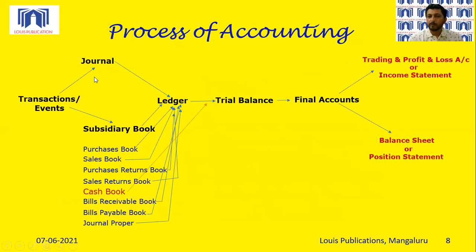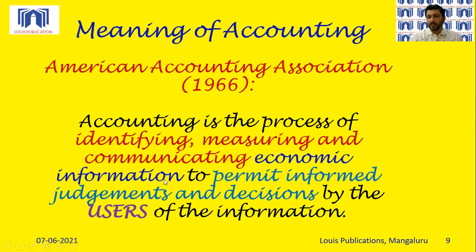If I go back, in the process of identifying, what we do from journal to ledger is identifying. What we do in a trial balance is measuring. And through final accounts, it is communicating. So, the process of identifying, measuring, and communicating economic information. Economic information means money related information, monetary information. For what purpose? To permit informed judgments and decisions by the users of the information.